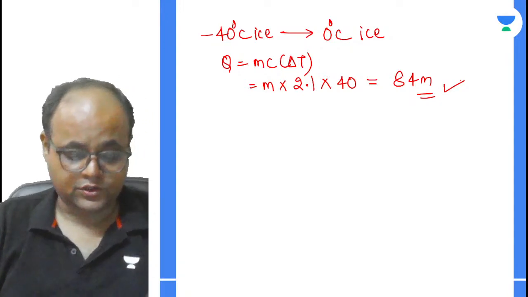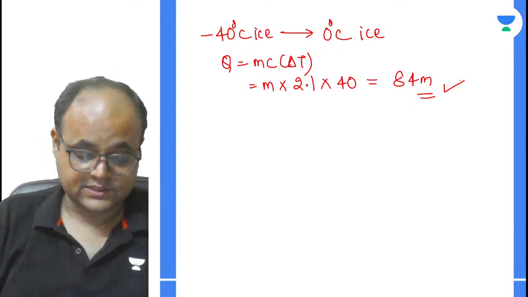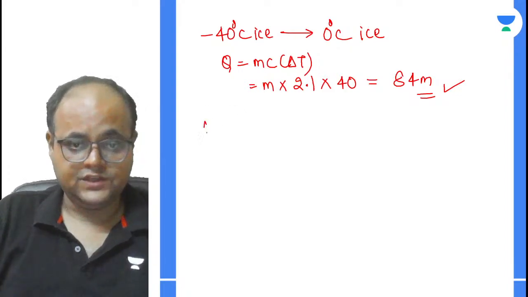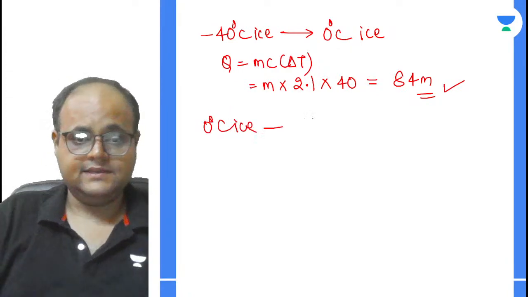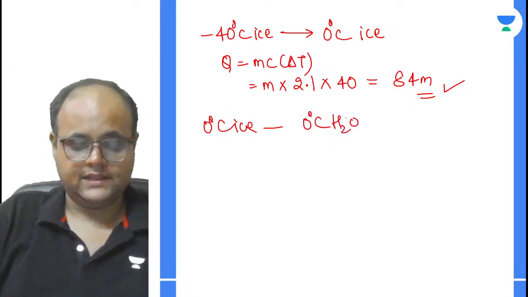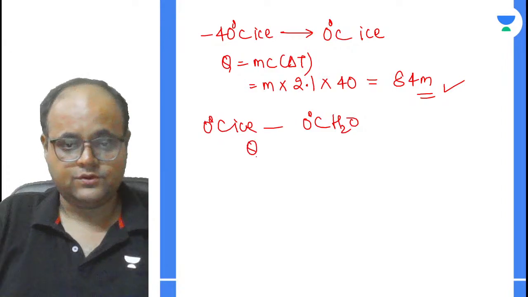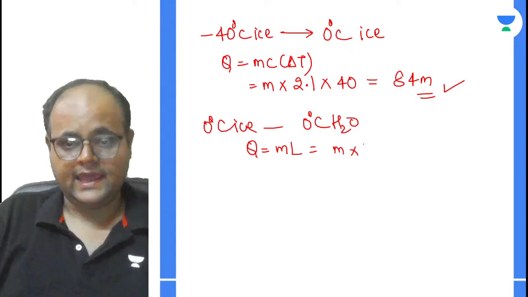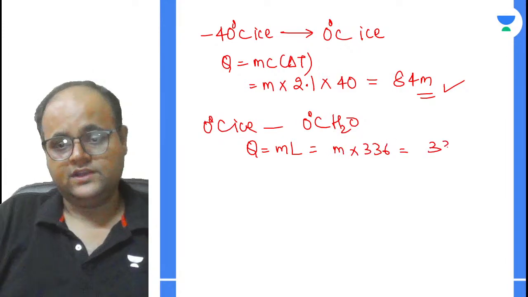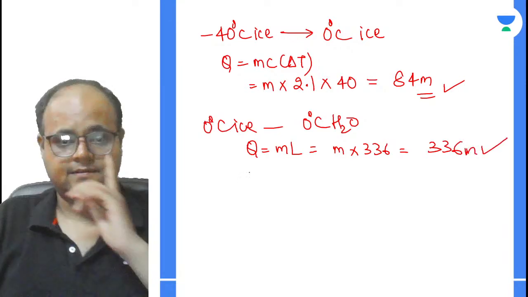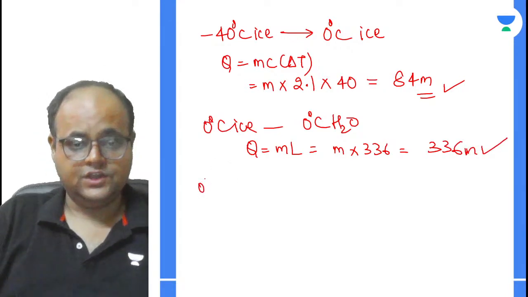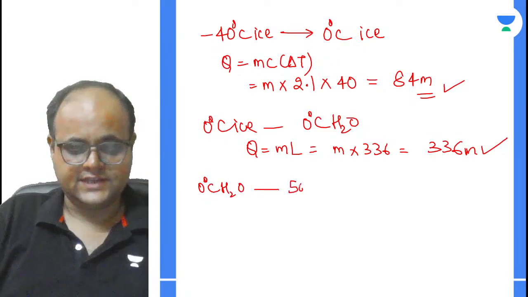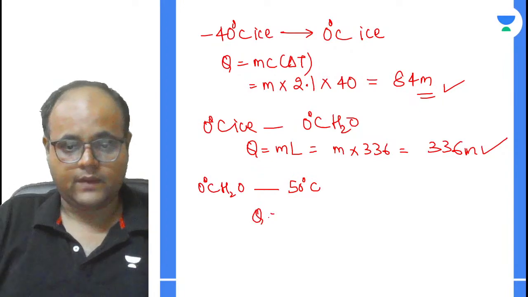तबन क्लियर है? ऑल दोस्त जिसको नहीं समझ में आ रहा था, इज द लॉजिक क्लियर? अब 0 डिग्री सेंटीग्रेड आइस, जब 0 डिग्री सेंटीग्रेड वाटर में बदलेगा तो कितना हीट चाहिए होगा? ml, राइट? m मैंने मान लिया, l इज 336, तो 336 m. यस, फाइन. अब 0 डिग्री सेंटीग्रेड का वाटर जब 50 डिग्री सेंटीग्रेड के वाटर में बदलेगा तो हाउ मच हीट विल बी रिक्वायर्ड?